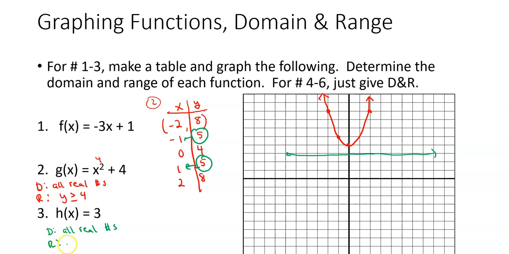For the range, there's only one possible y value that I can get, and that is 3. Sometimes we just might write it as a set like that, where we indicate that no matter what the domain is, no matter what numbers I input, I'm always going to output a 3. So that's how I write domain and range for functions like that.